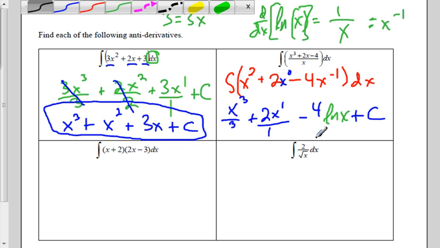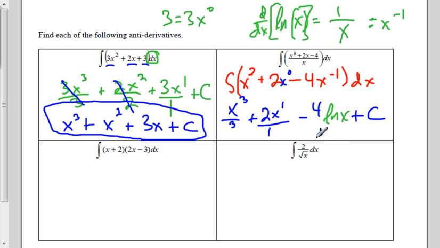Okay, and let's just rewrite this. So I get x cubed over 3, or I'm going to write that as 1/3 x cubed plus 2x, subtract, so minus 4 natural log of x and plus c. We always must remember the constant at the end.